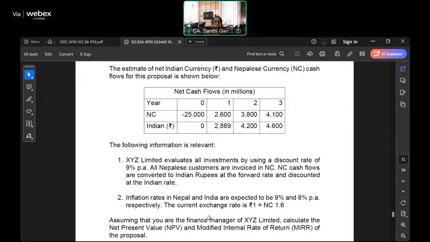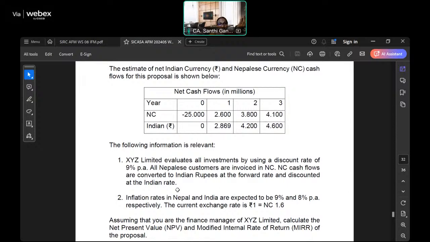The moment they talk about inflation rate, we know we are looking at purchasing power parity theory. Problem says forward rate, but purchasing power parity theory we can use and find the expected spot rate. So we are assuming we need to take the expected spot rate. And then we also find that it is an indirect quote. Indirect quote means spot into 1 plus foreign inflation divided by 1 plus domestic inflation. So we will find the forward rate. And then we will use that.